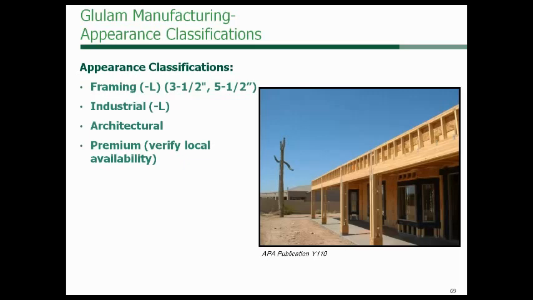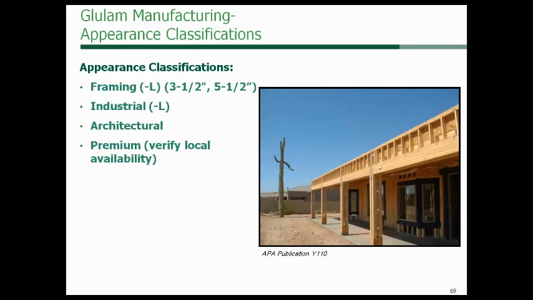Now, beyond the layups, there's also the appearance of the glulam that you would need to specify. And there are 4 main types of appearance classifications that you'll want to be aware of. So framing is the first, and that's generally used in places like headers where it's going to be concealed inside of a wall. Typically it's in 3.5 and 5.5 inch widths for the framing class.